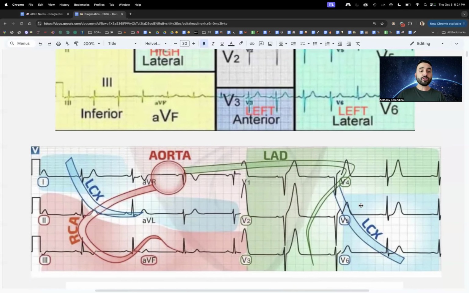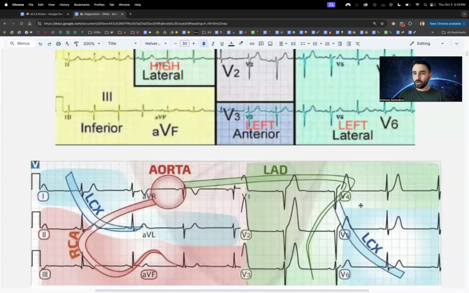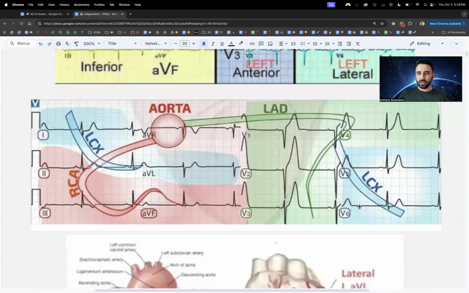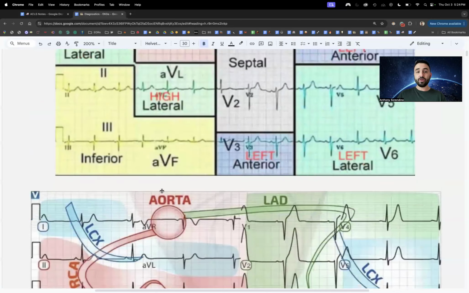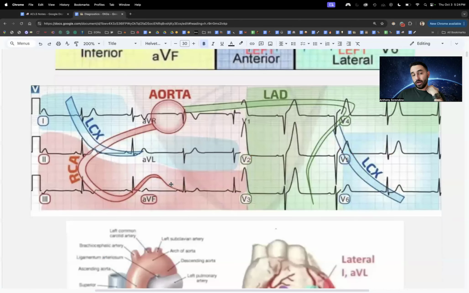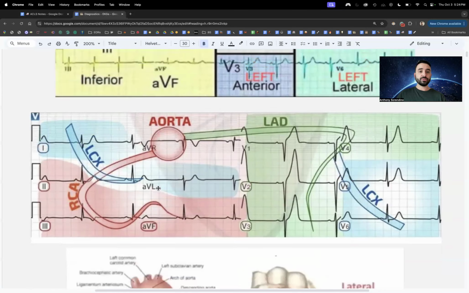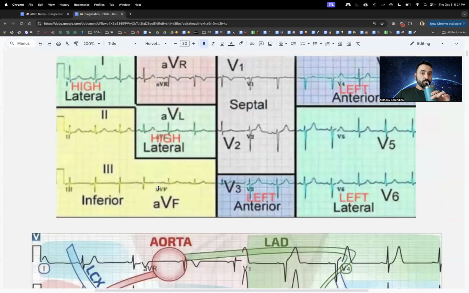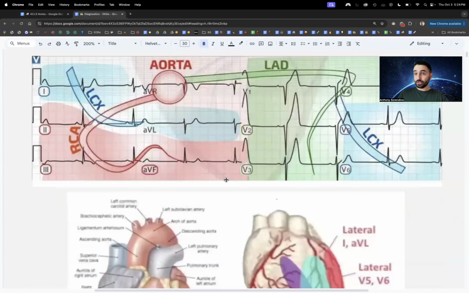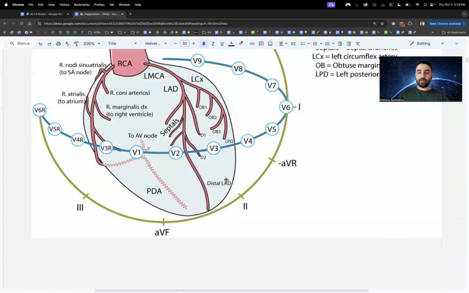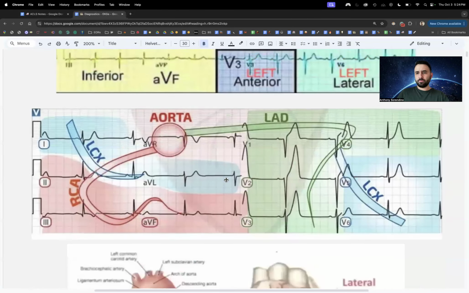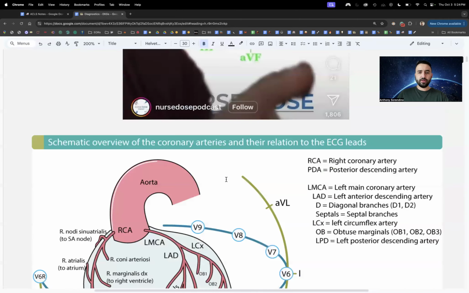All right. Everything else is just the RCA. We don't really get into the marginal coronary artery or anything. So what we call the inferior leads, II, III, and aVF, that's the RCA supplying those. And then there's aVR, which we really don't talk about that much at all. Okay, so there's that. If you memorize that, you get so many questions right.